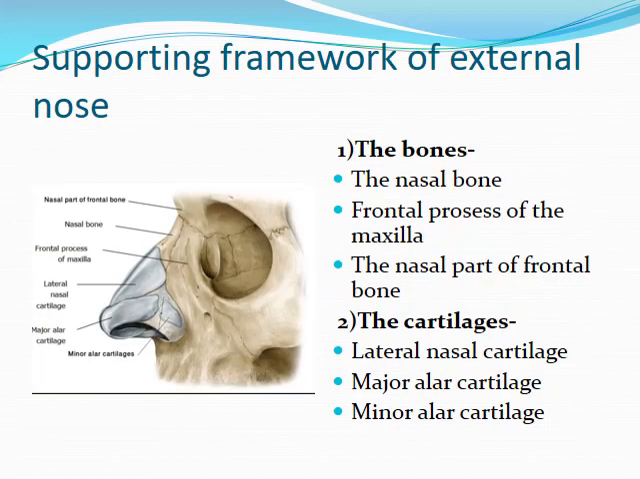The external nose is made up of bones as well as cartilages. The bones that take part in the formation of the external nose are the nasal bone, the frontal process of the maxilla, and the nasal part of the frontal bone. So this is the bony part of the external nose, and the cartilaginous part is formed by the lateral nasal cartilage, major alar cartilage and the minor alar cartilage. I hope you can identify the different bones and the cartilages in the picture.